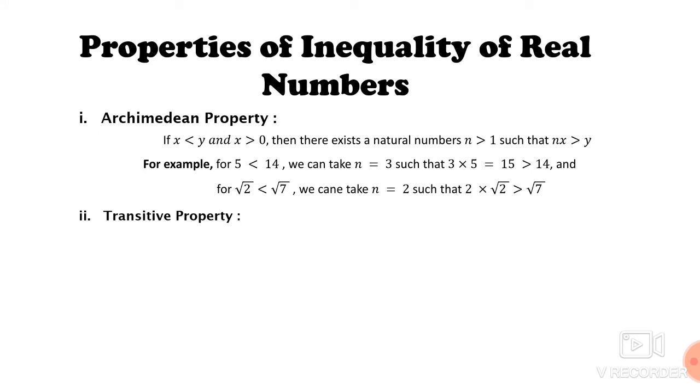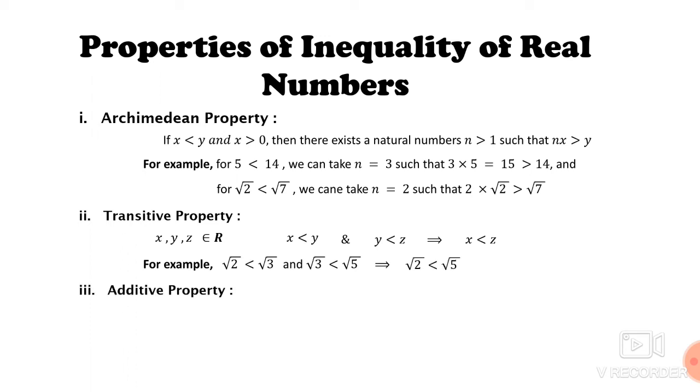Transitive property. The transitive property of inequality is exactly the same as the transitive property of equality of real numbers. x, y, z belong to real numbers. x is less than y and y is less than z implies x is less than z. When x is less than y and y is less than z, it means x is also less than z. This is the transitive property. Here are the examples.